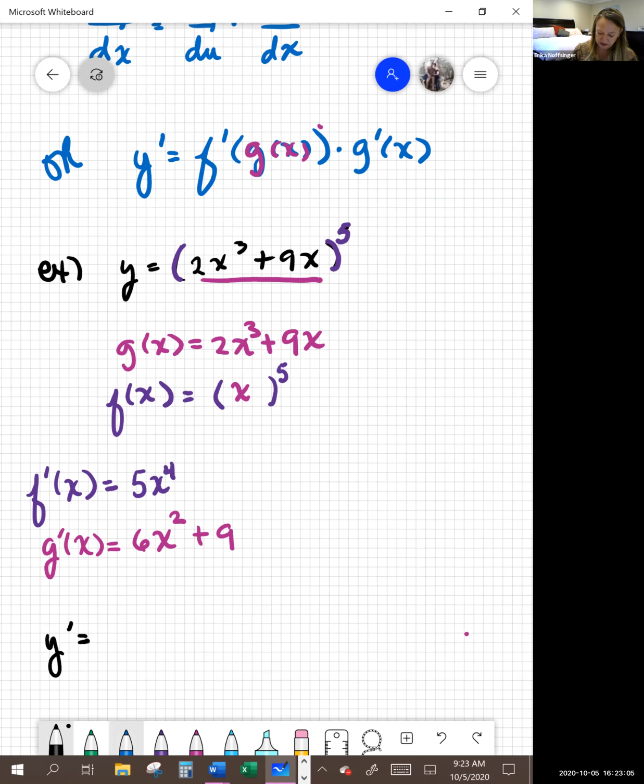Okay, so y prime is equal to the derivative of the outer. So this is 5 of our original function g of x. So let me just put g of x there for a second, raised to the 4th power, times the derivative of g of x. Well, the derivative of g of x is this 6x squared plus 9.